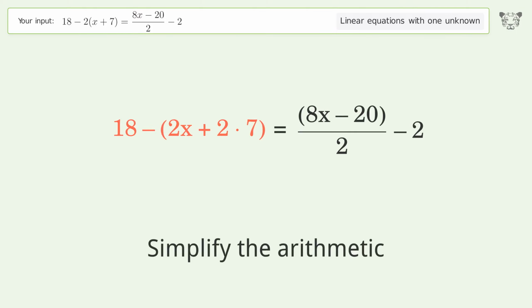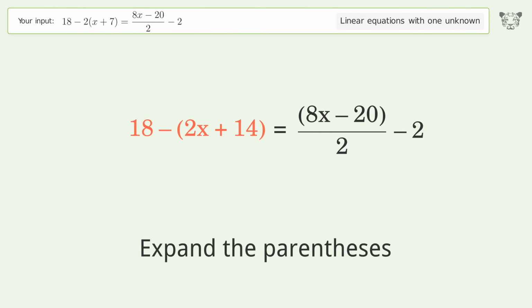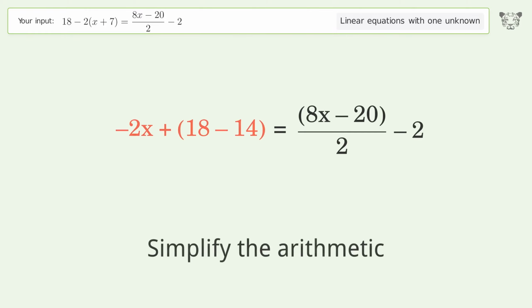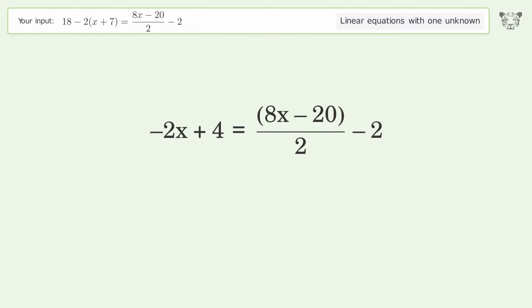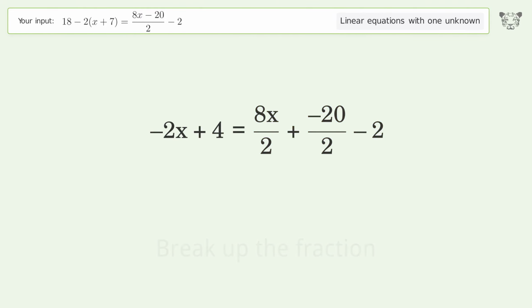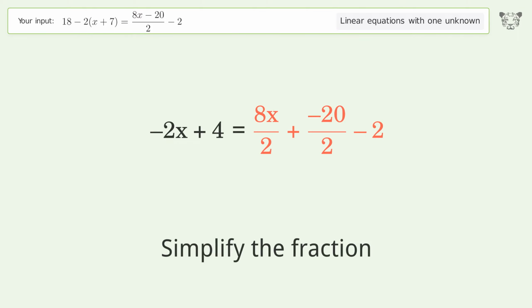Simplify the arithmetic. Expand the parentheses. Group like terms. Simplify the arithmetic. Break up the fraction. Simplify the fraction.